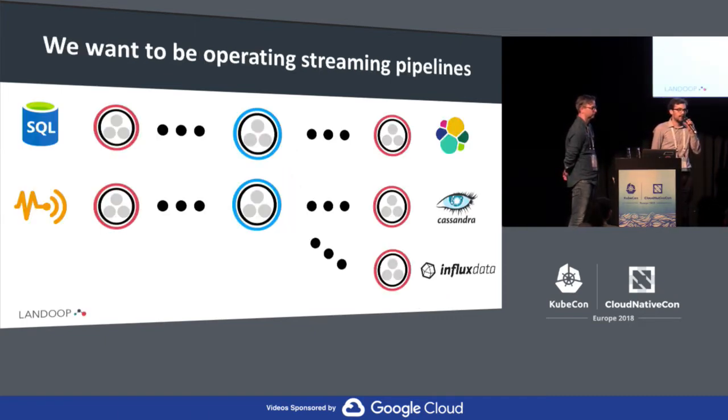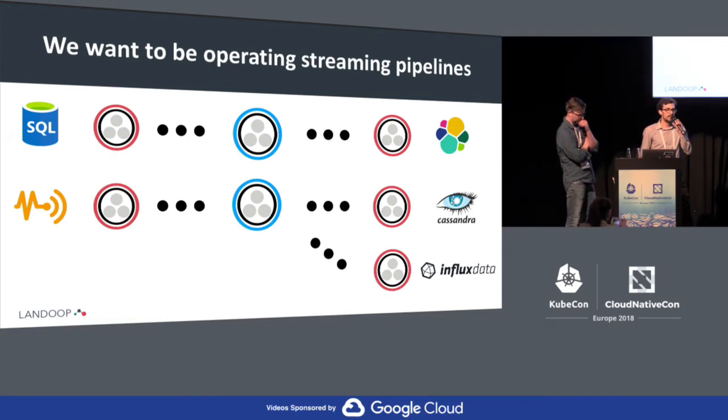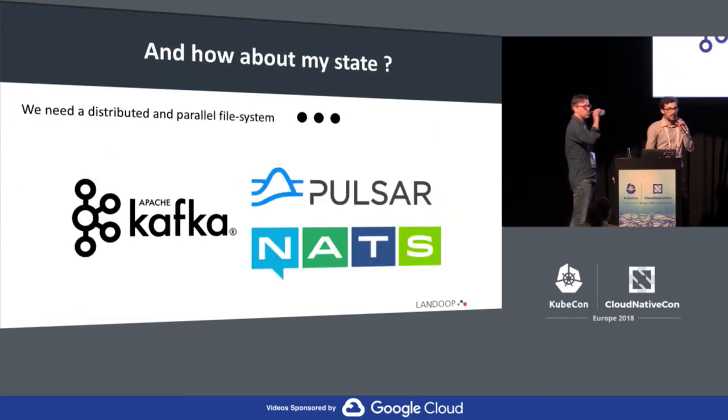In the modern enterprise world, we have multiple data sources and multiple data sinks. And the idea of today's talk is how can we operate data pipelines via SQL and have a modern architecture. And what about my state? The state needs to be managed. And for that, we can use a distributed parallel file system like Apache Kafka, Pulsar, or NATS.